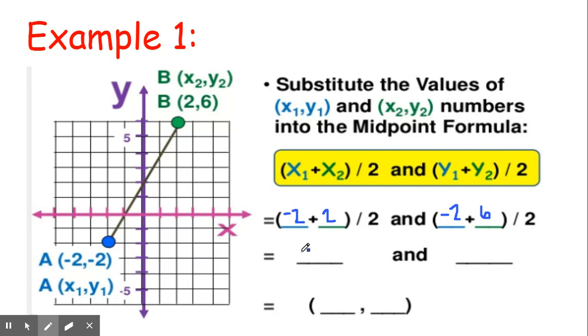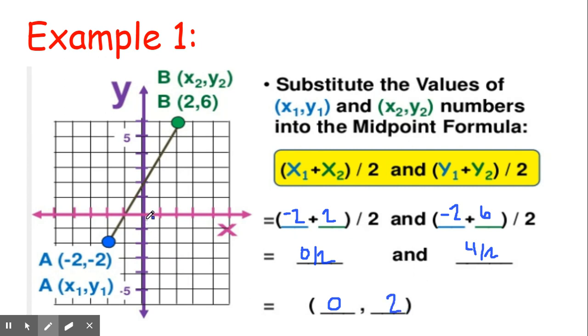Negative 2 plus 2 is 0. And we still need to divide that by 2. And that's going to give me 0. So that's my x value. Then negative 2 plus 6, that's 4. And we're going to divide that by 2. And then that's going to give me 2.